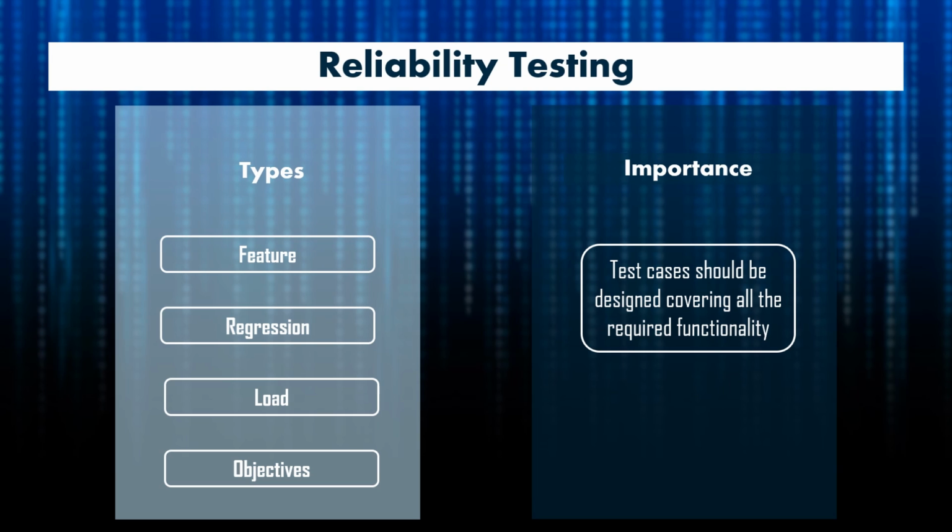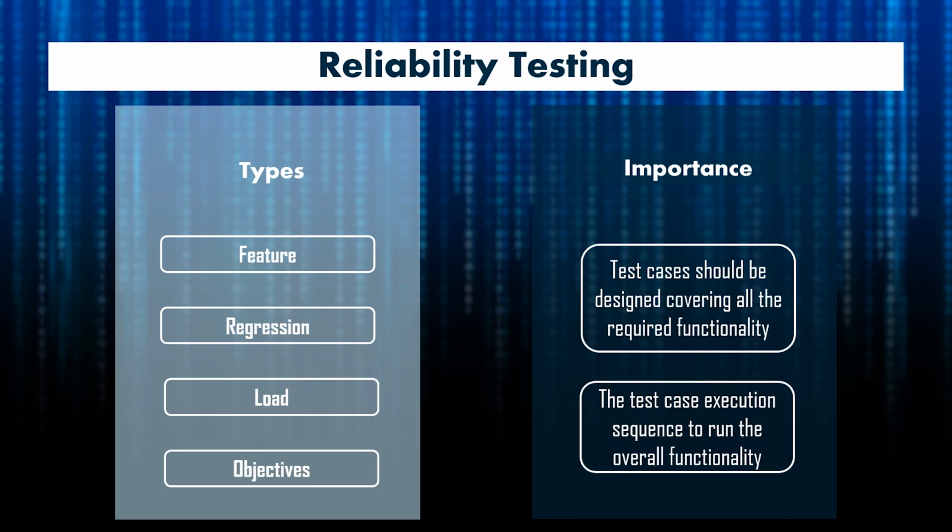Now, the test cases should be designed covering all the required functionality of the software application, and these test cases should be executed for a sufficient amount of time to get a rough estimate of how long the software can execute fine without failure. Now, the test case execution sequence to run the overall functionality of the software application should match the real production operational plan of the application.